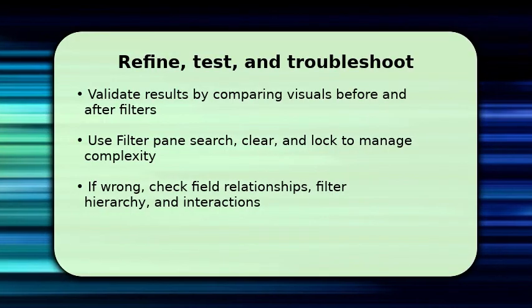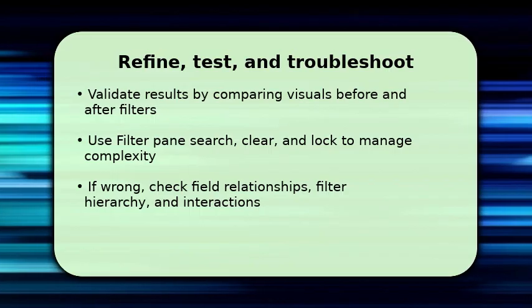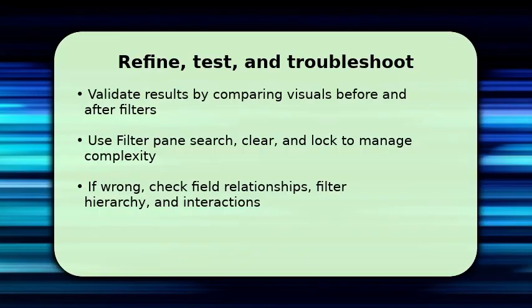Once satisfied, tidy the filter pane. You search to find cards, clear unused filters, and lock ones that should not change. If results look wrong, check relationships, table joins, filter hierarchy, and visual interactions, because a conflicting interaction often hides the issue. Finally, document key filters so you or others can reproduce the view.